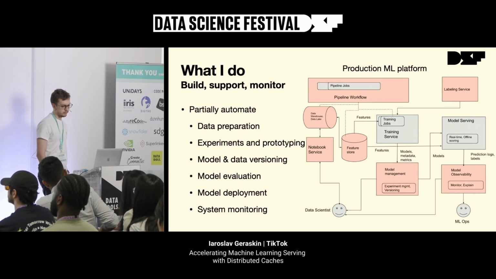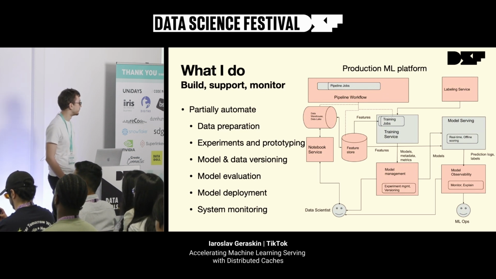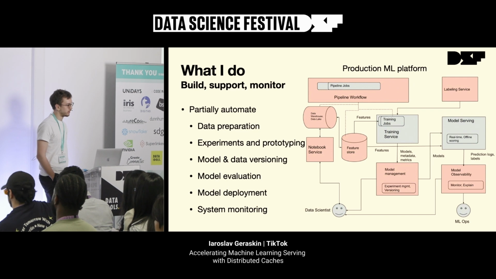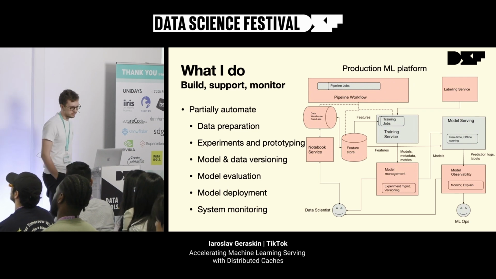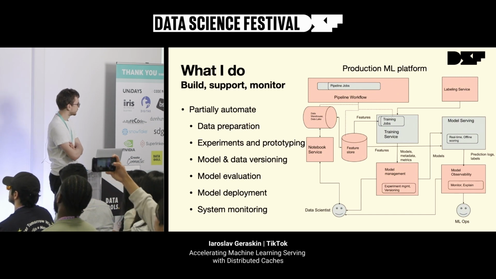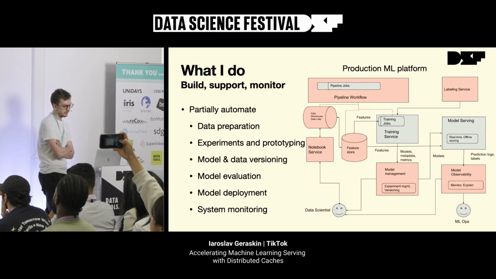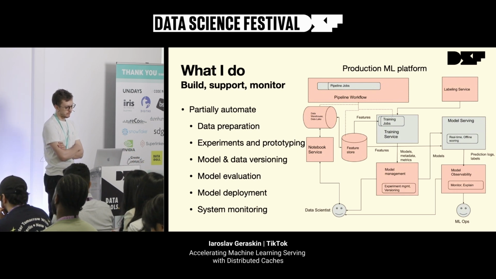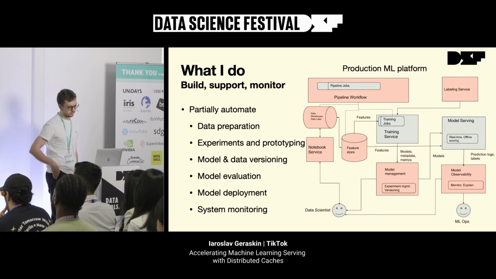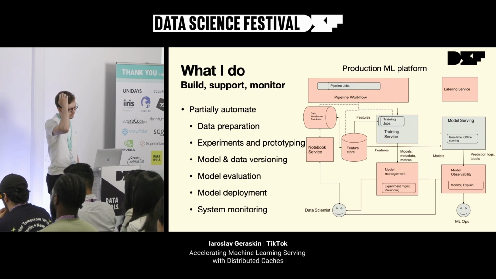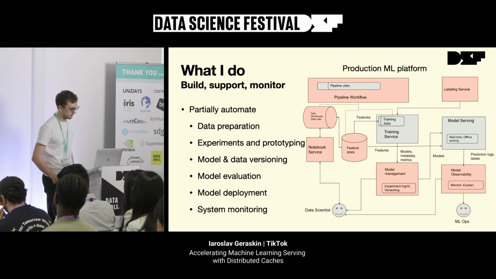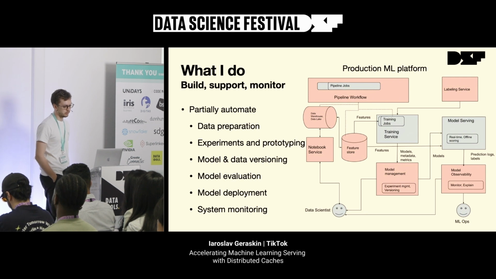So what I actually do at my job is I build and support production machine learning platforms. Those systems might get much more complicated than the system on the slide, but this is a simple architecture for such a system. What it aims to do is to partially or fully automate some of the things that the machine learning lifecycle includes. So those are data preparation, experiments with the models, and prototyping on different kinds of models and data pipelines. It includes model and data versioning.